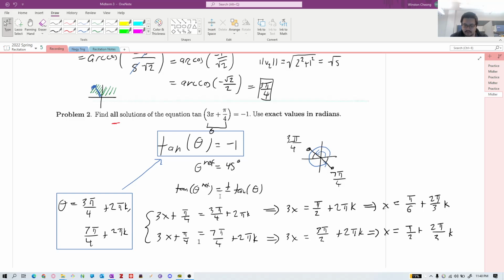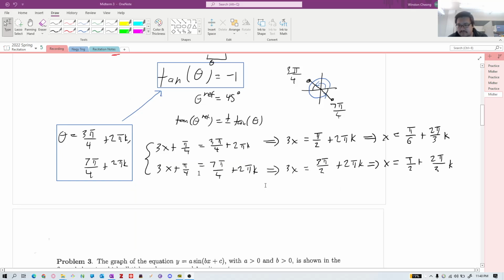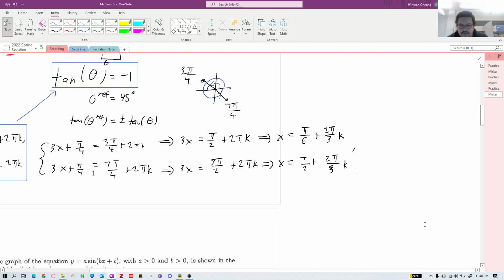Okay, and then to wrap up this problem, I should also specify what k is. K kind of just appeared out of nowhere, so we'll just put off to the side where k is an integer. Okay, so this is the full set of solutions.